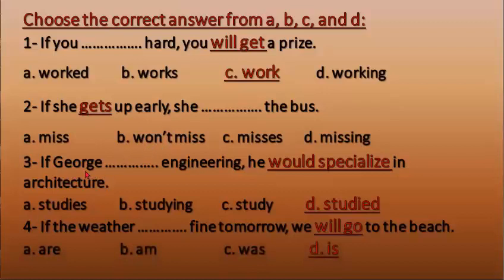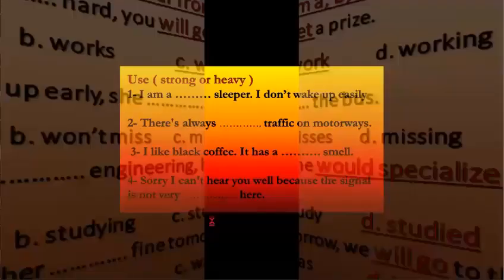If George engineering, he would specialize in architecture. Here is would, so you have to use ed here, studied. Okay, if George studied. If the weather fine tomorrow, of course, I can never say was tomorrow. If the weather is fine tomorrow, we will go to the beach. We will go to the beach.